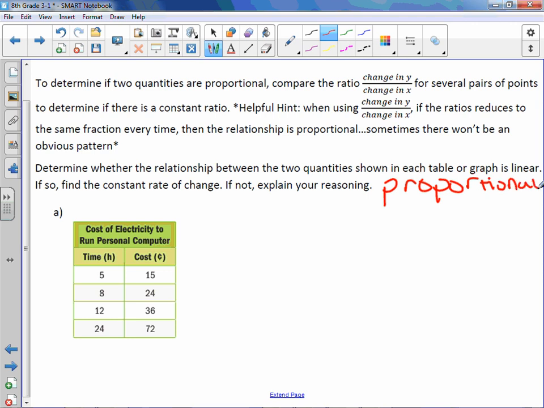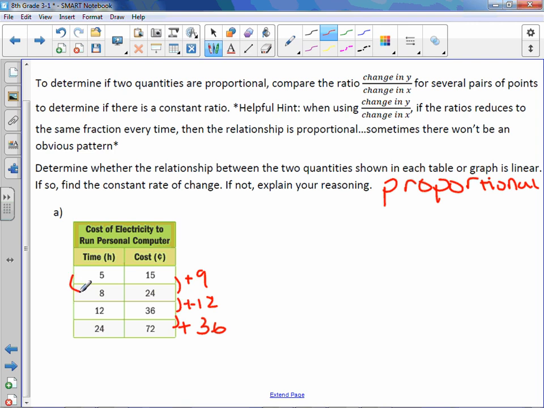Okay, we're still going to start it the same way. We have to see if it's linear first. So to see if it's linear, we have to see what the change is. From 15 to 24 is plus 9. 24 to 36 is plus 12. 36 to 72 is plus 36.